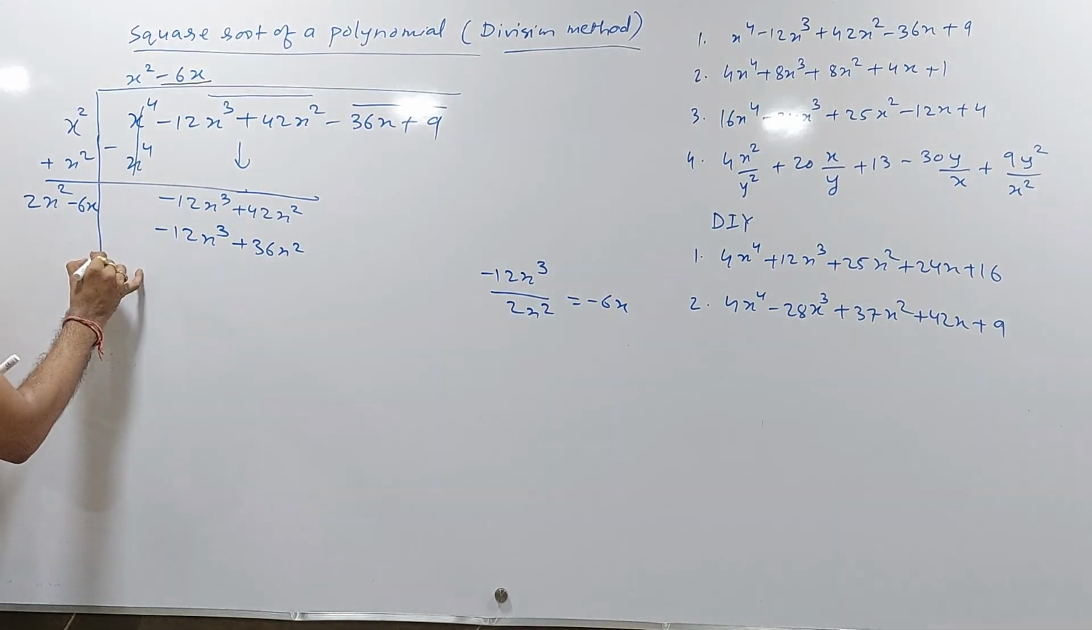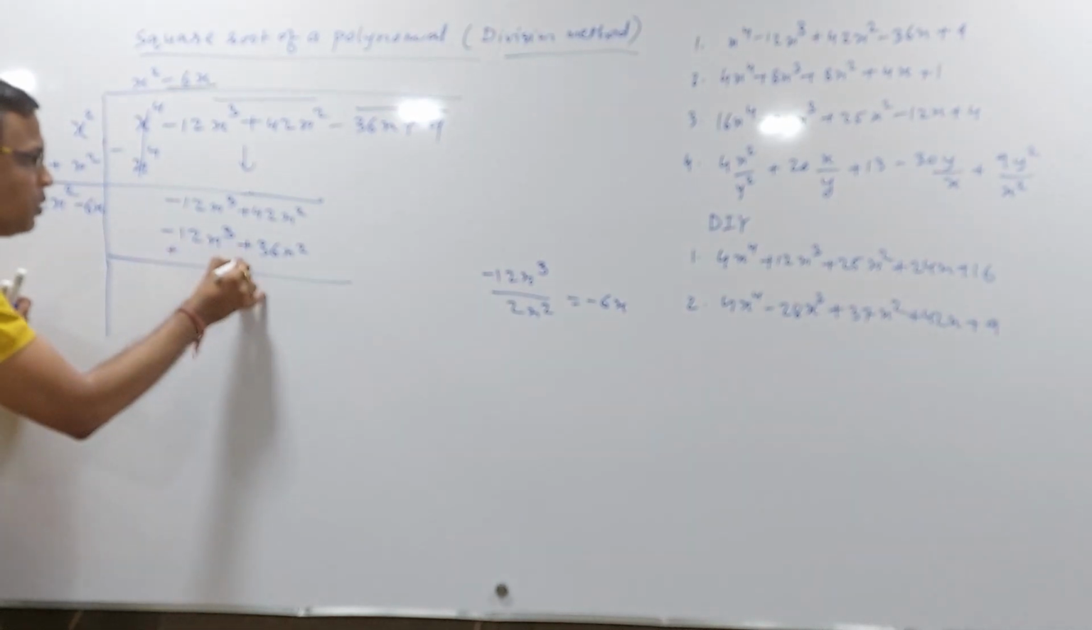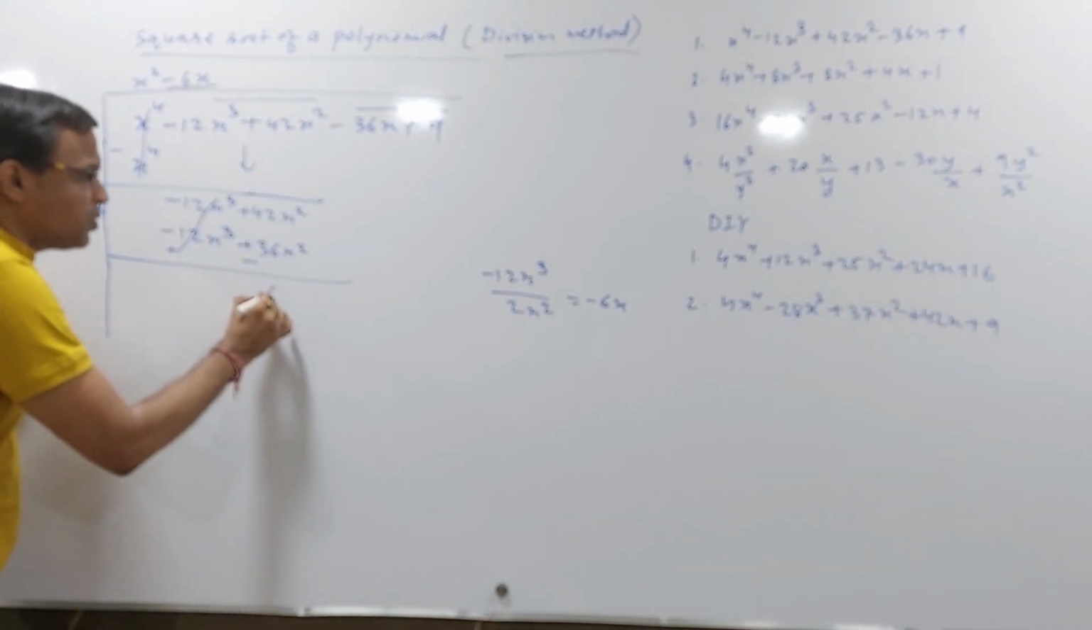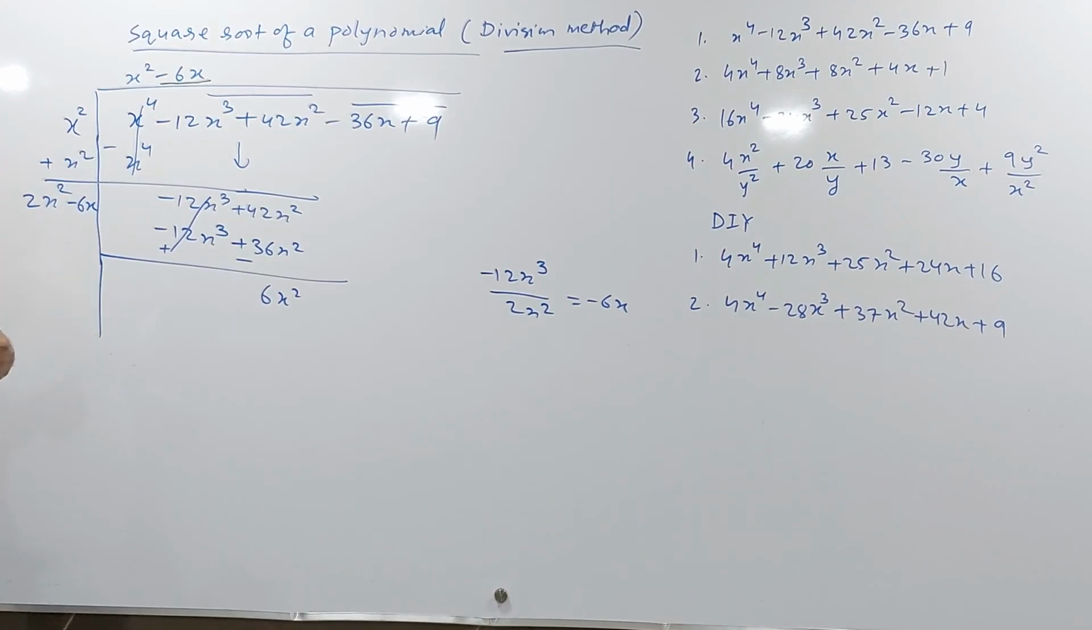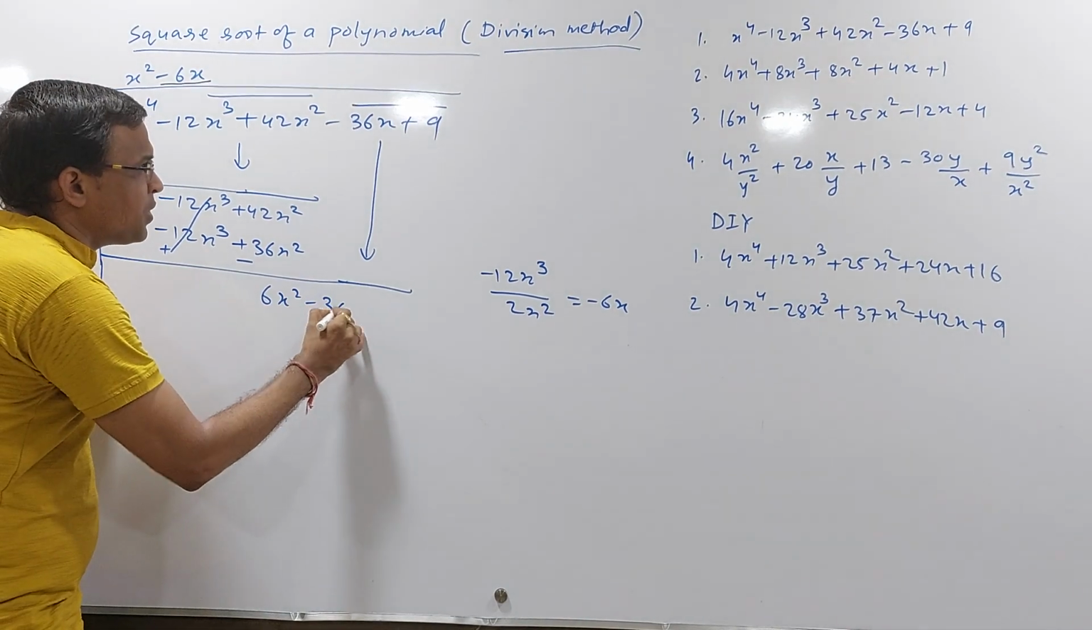Now what will be my next step? It will be just subtraction. So this minus will become plus, plus will become minus. This gets cancelled. 42x square minus 36x square is 6x square. Now then drop down the next pair completely. So it is minus 36x plus 9.